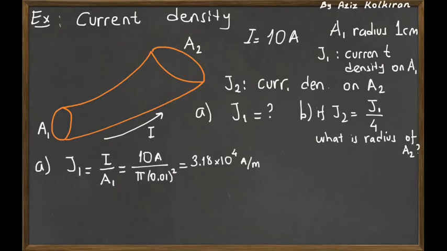So, as I said, if you want to find J1, you just divide 10 amperes of total current by the cross-section area. And the cross-section area, since it's a circular region, is pi r squared, so pi times 1 centimeter squared. Of course, you have to convert to meters if you are working in the SI unit system, and that will mean J1 is equal to 3.18 times 10 to the 4 amperes per meter squared. Of course, this should be squared. Sorry about the mistake.